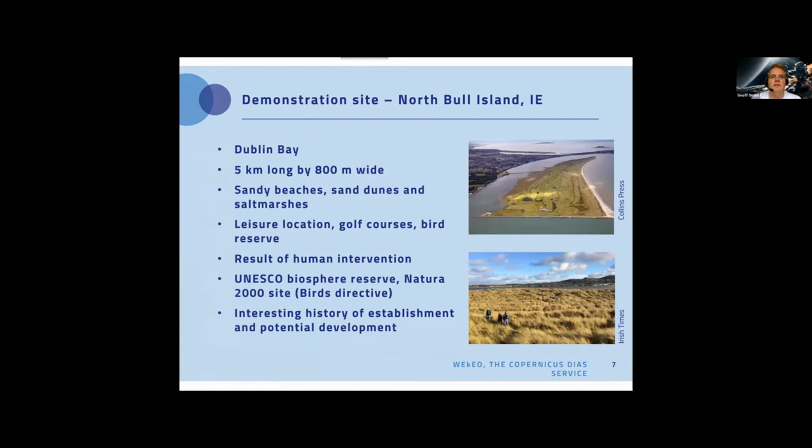So North Bull Island, it's 5 kilometers long and 800 meters wide. And you can see from that rather nice aerial photograph there, there's very little development there, although there are actually 2 golf courses. But it's a combination of sandy beaches, sand dunes, and salt marshes. On the right-hand side there, you can see the sandy beach, and then sand dunes, and then these golf courses, and then salt marshes, and actually some mud flats as well on the inner side there.